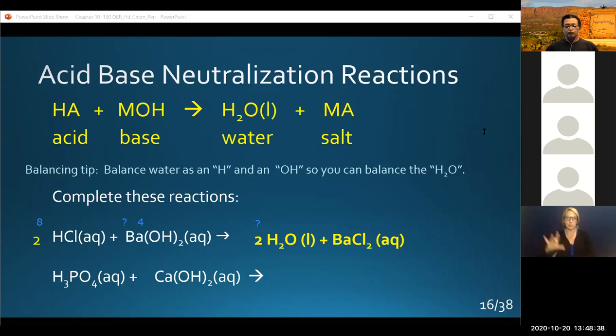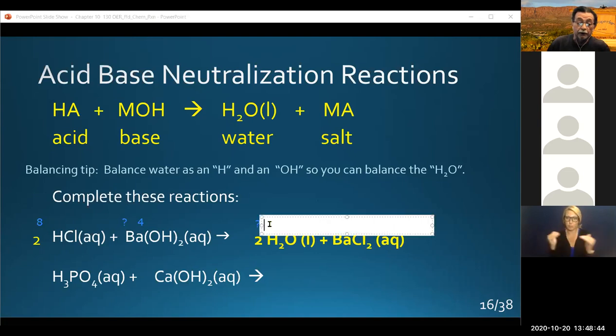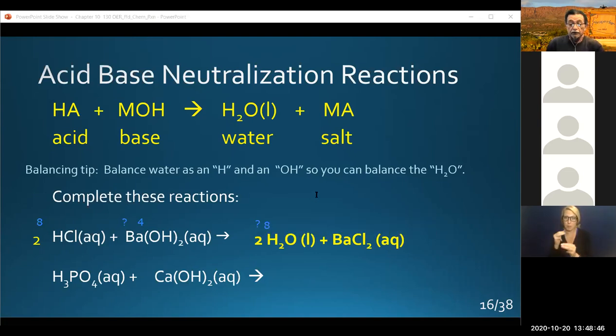Eight. Exactly. I will make 8 molecules of water based on my ratio. Look at my ratio in yellow: 2 hydrochloric acids to 2 waters, 2 to 2, it's a 1-to-1. So if I have 8 of HCl, I'm going to make 8 waters.